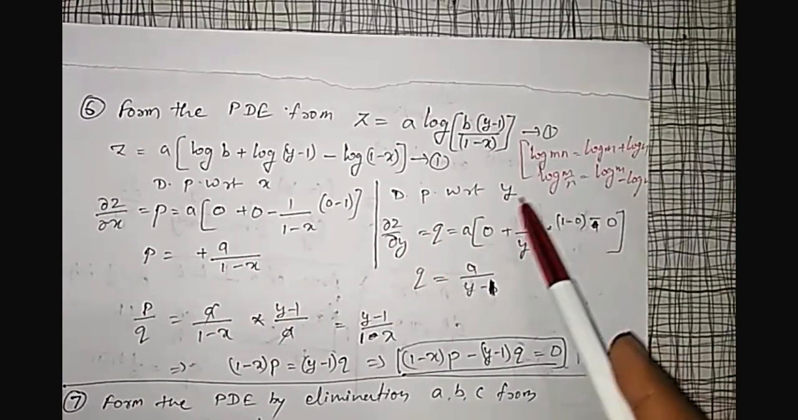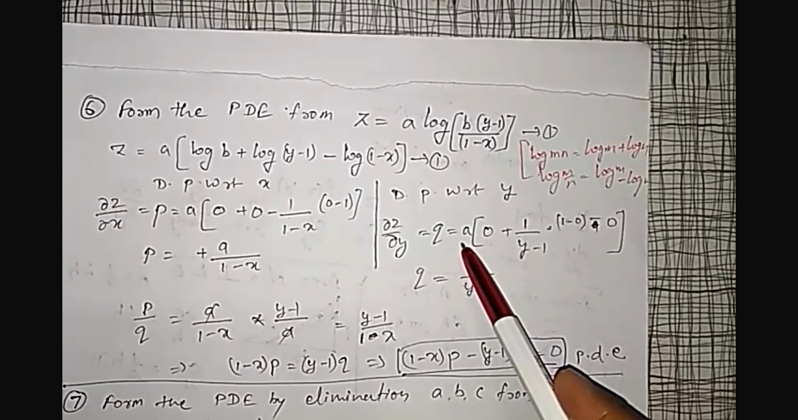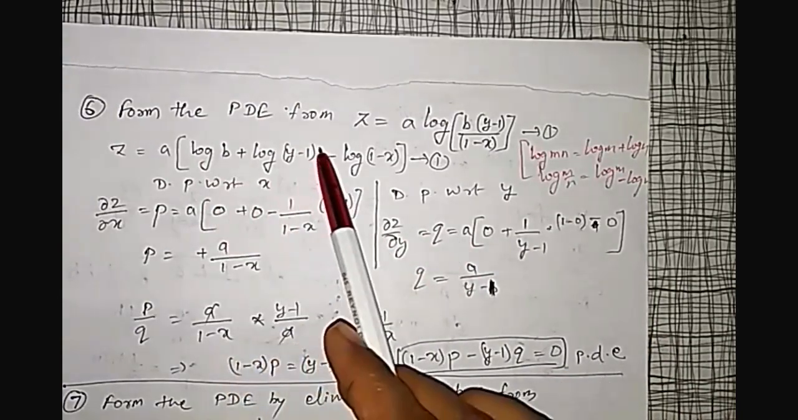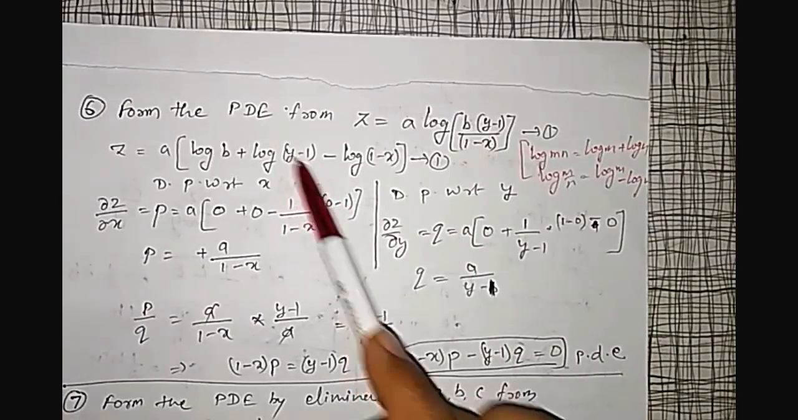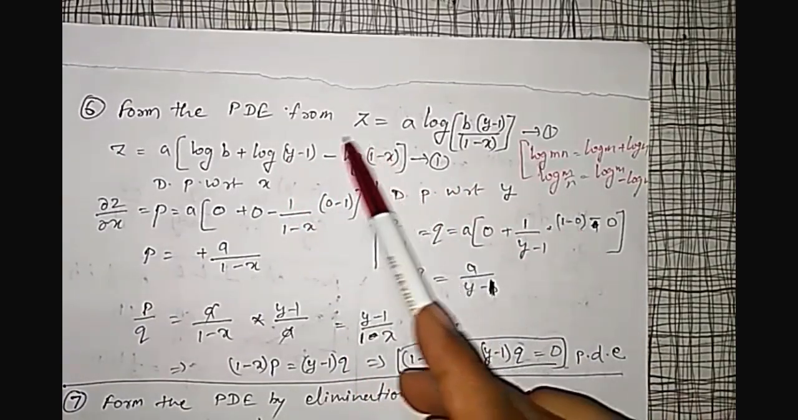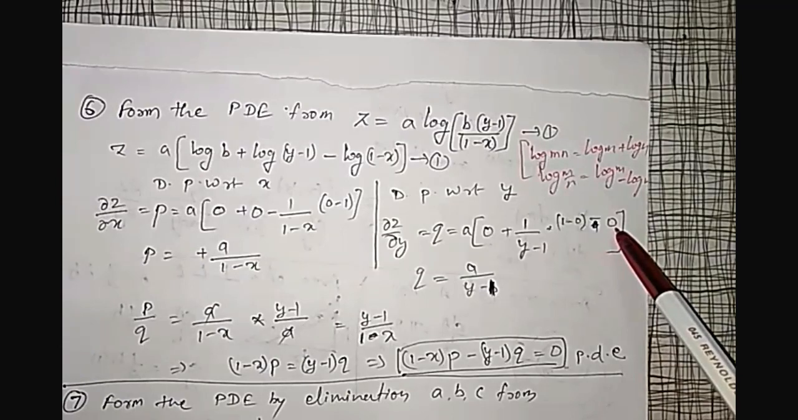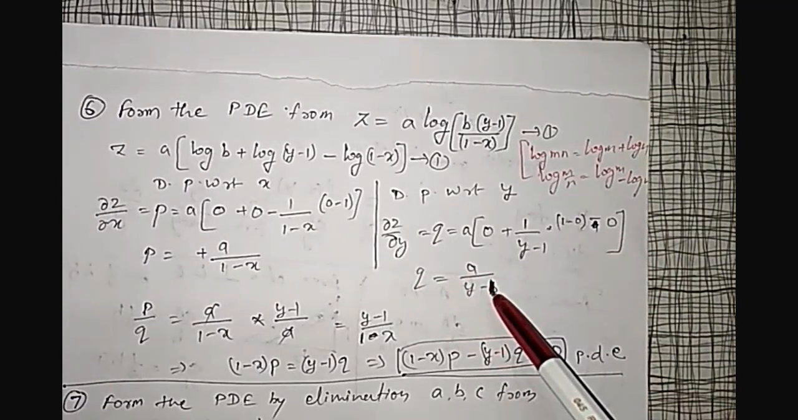Similarly, partial differentiation with respect to y, q is equal to a into 1 divided by y minus 1 into differential of y minus 1, which is 1 minus 0. Differential of log of 1 minus x is 0. So q is equal to a divided by y minus 1. Again, I have to eliminate a here.